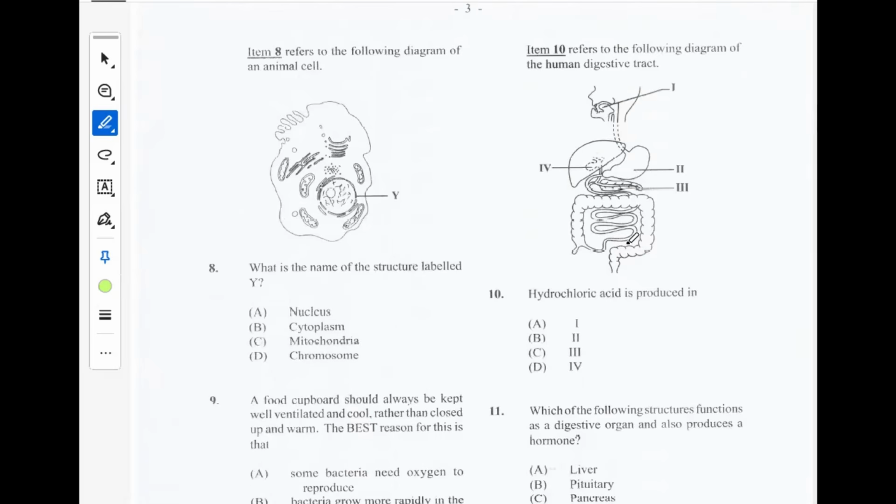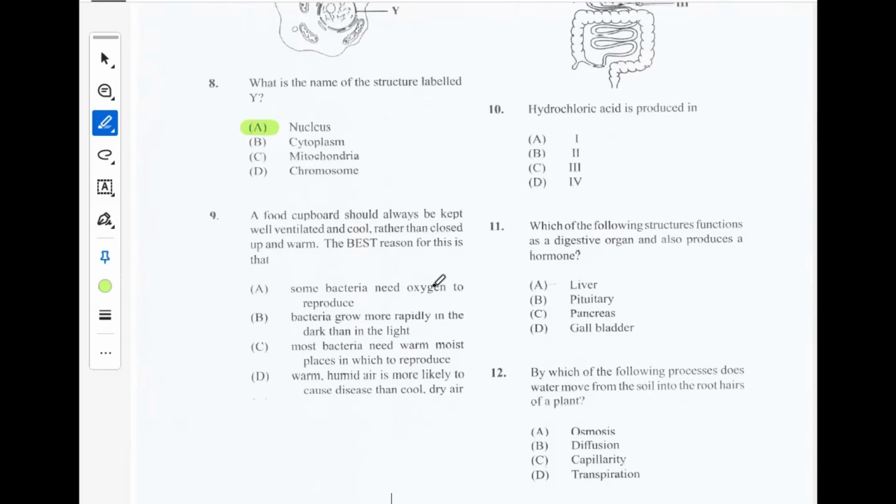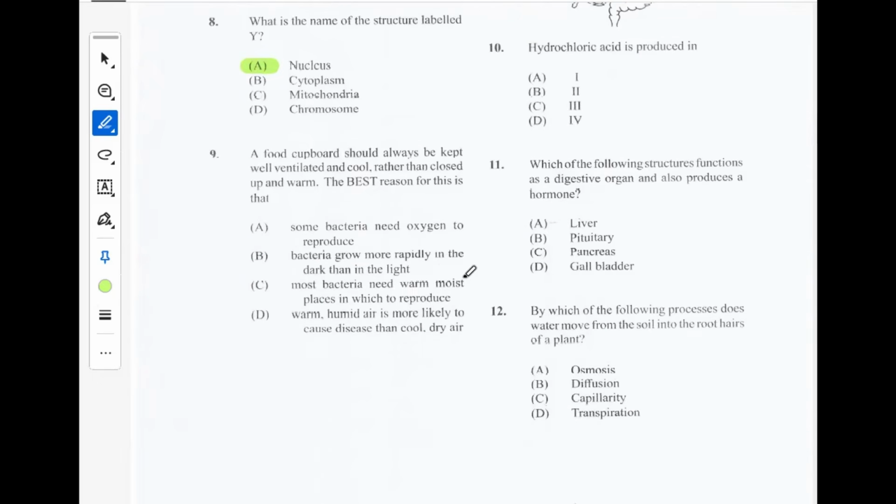Question 8 refers to the following diagram of an animal cell. What is the name of the structure labeled Y? And that's pointing to the nucleus. So it is A.